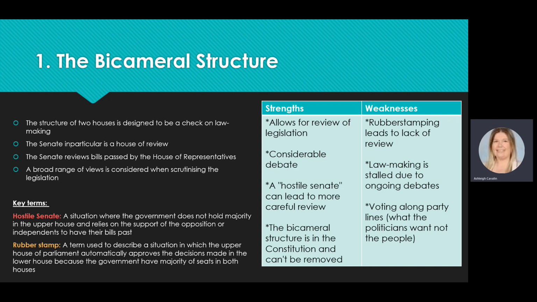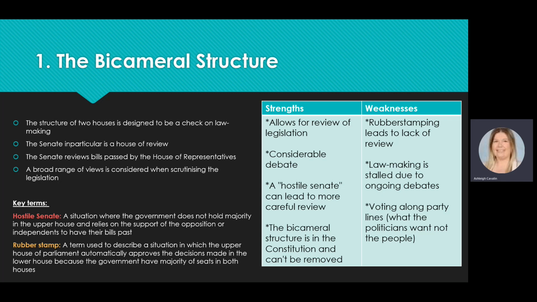You'll also need to be able to discuss or evaluate the effectiveness of each of these checks. As such, you'll need to be able to talk about the strengths and the weaknesses. What are the strengths of a bicameral system? Well, it allows for review of legislation. It allows for considerable debate. Even if we have a hostile Senate, this could lead to a more careful and thorough review. Also, our bicameral structure is in the Constitution and cannot be removed.